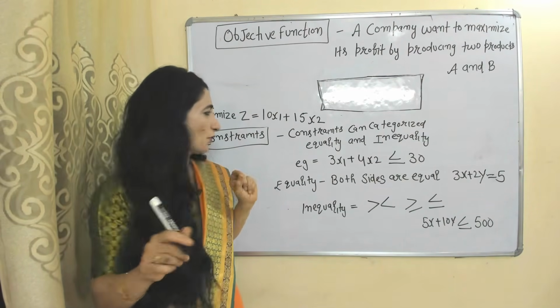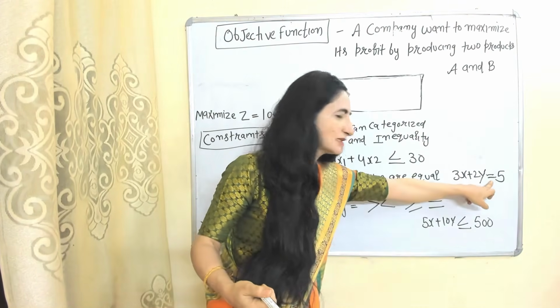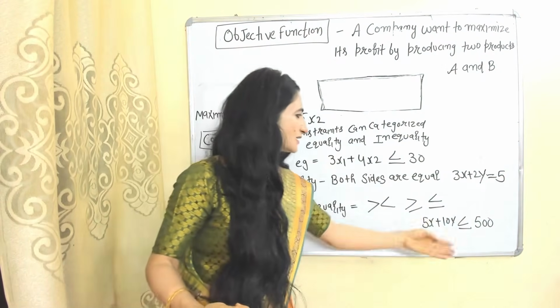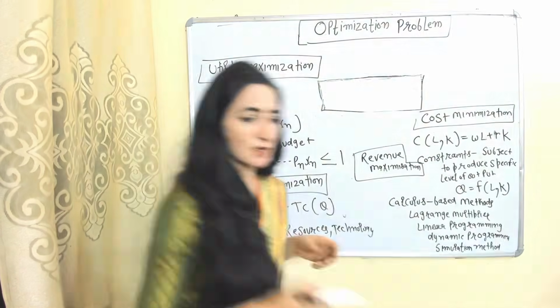Constraints mainly have two forms, equality and inequality. In case of equality, you will see this kind of sign, and in case of inequality, you will see this kind of sign. So this equation shows an inequality constraint.